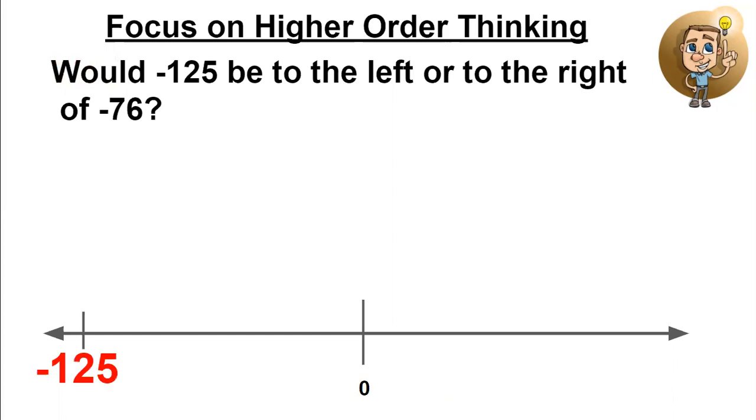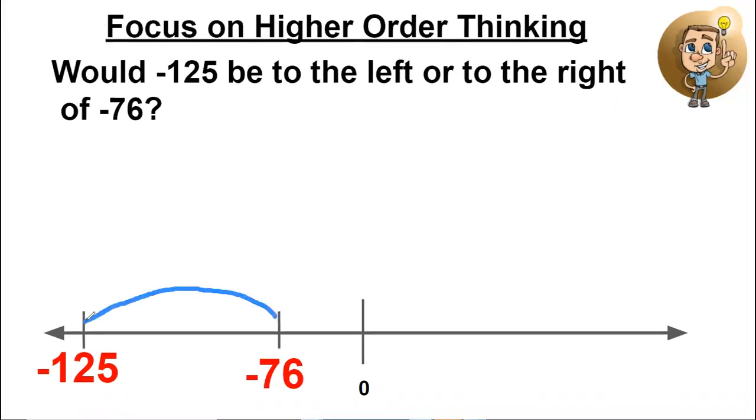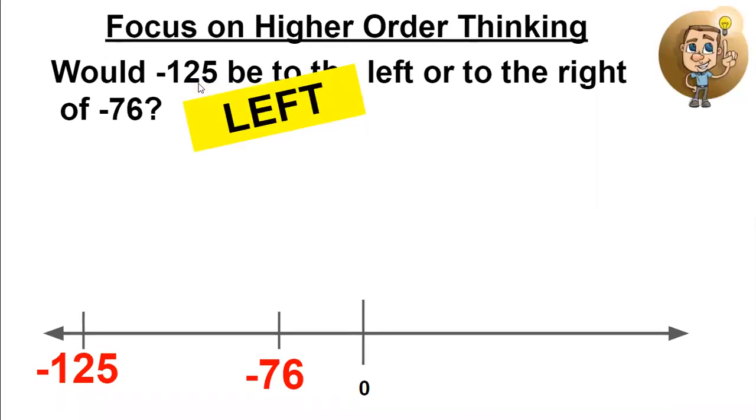There's -125. Where's the -76 going to go? To the left or the right? There's where negative 76 is. It's closer to 0, isn't it? So is negative 125 to the left or the right of negative 76? Well, I say, if I know my lefts and my rights, negative 125 is to the left of negative 76, right? Let's clear it. Bring down our answer here. It's to the left, right. Let's try another one.